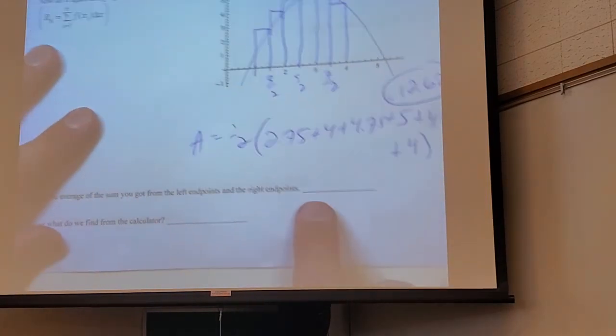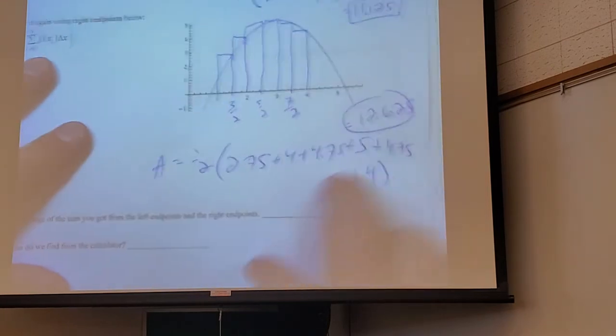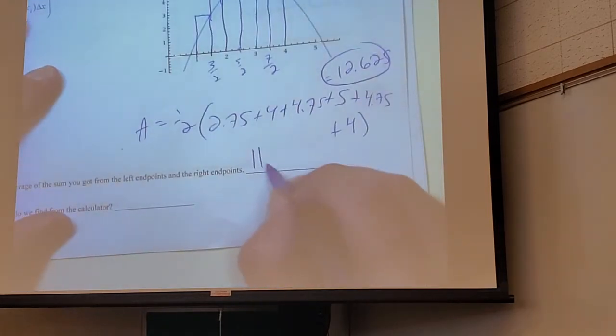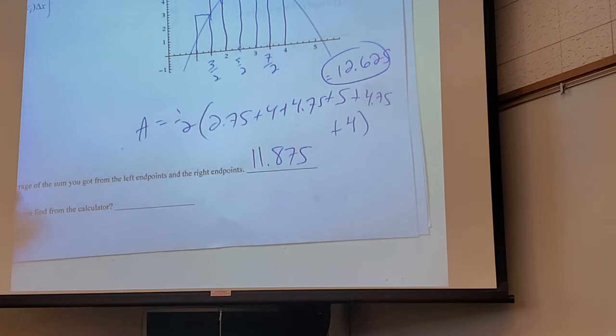So to get a good estimate from just these two things, I can average those. And if I average those, 0.75, I should get 11.875. Yes? Look at Jeff doing numbers.